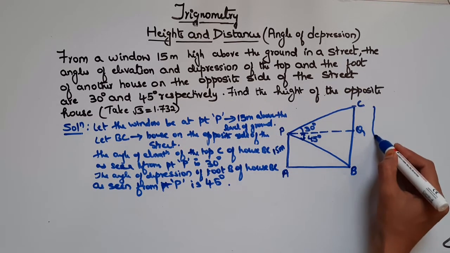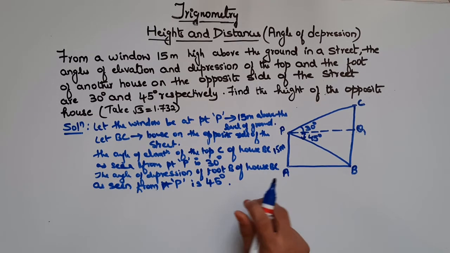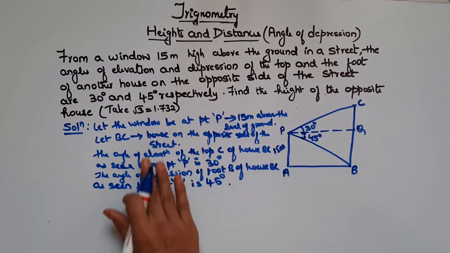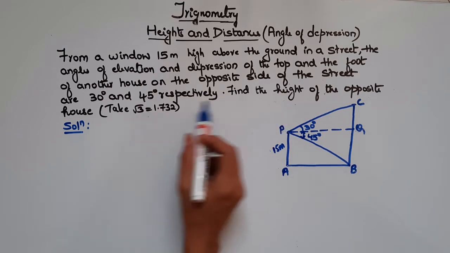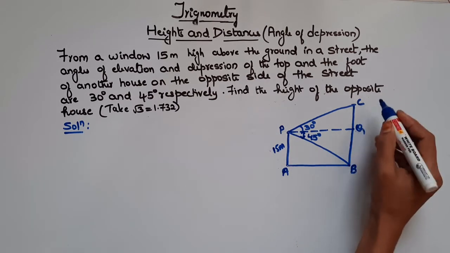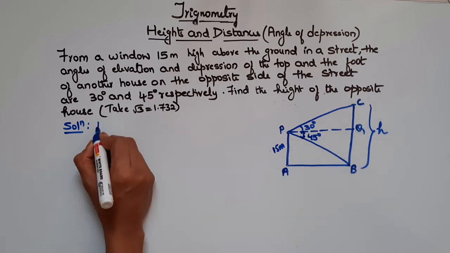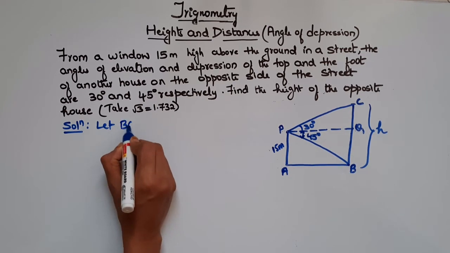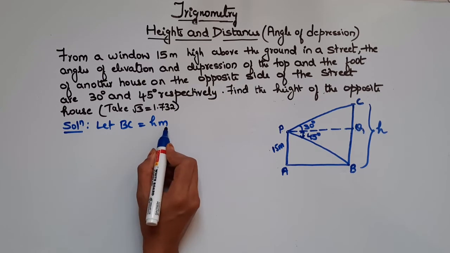So we have to find this height. We will continue this. Since we don't have enough space, I will have to erase this part. But before that, pause the video and note this down. Here they have asked find the height of the opposite house. So this is your opposite house BC. So we have to find the height of BC. So let BC is equal to h meters. Let's take it as h meters, alright.